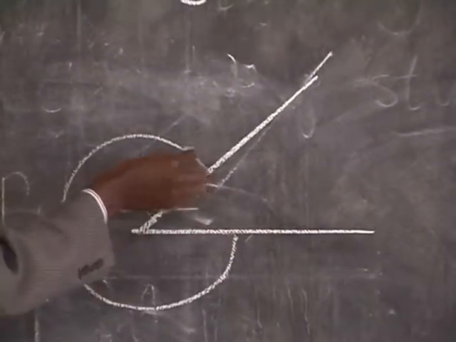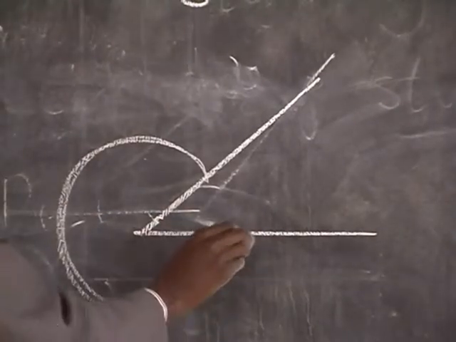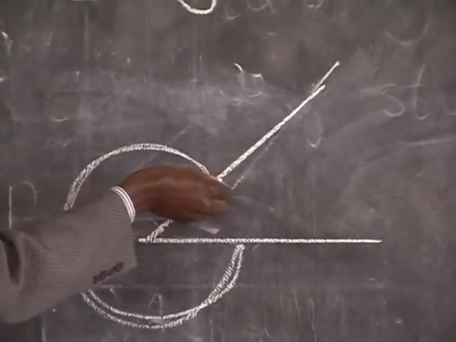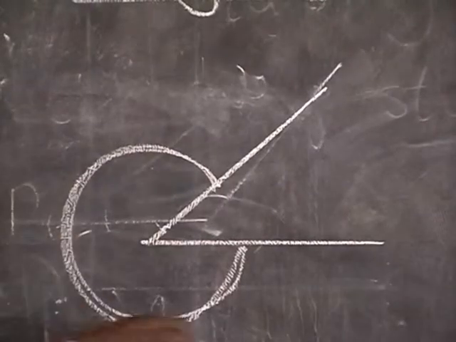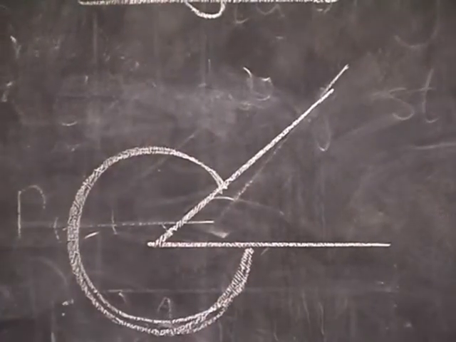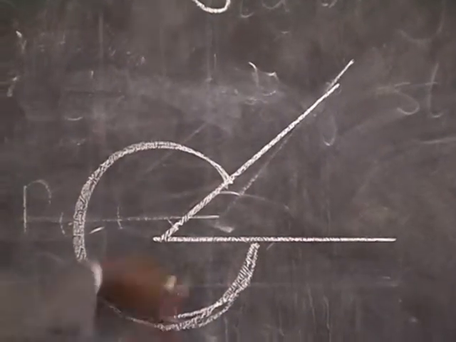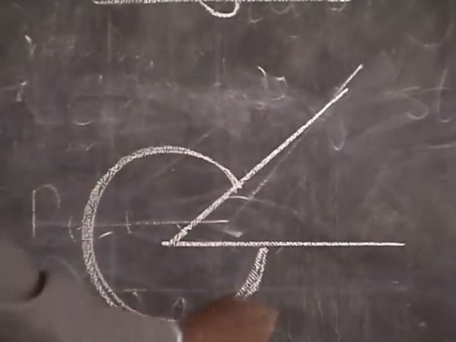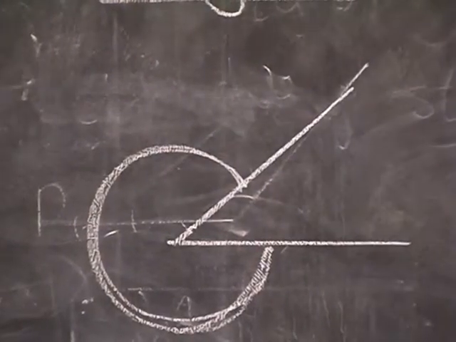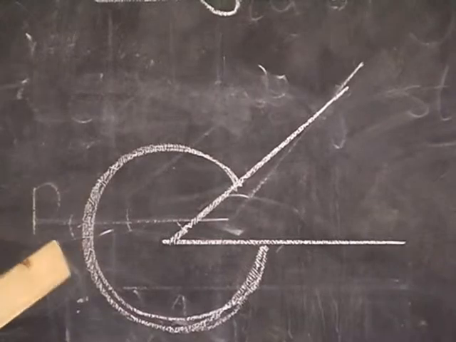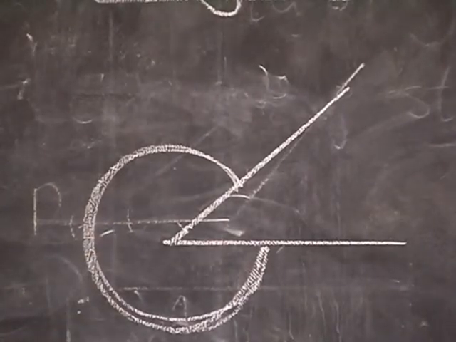So this is the angle that we are talking about. The measurement from this end all the way to this end gives us the angle that we are referring to. So as you can see, this angle is more than 180 degrees but less than 360 degrees.